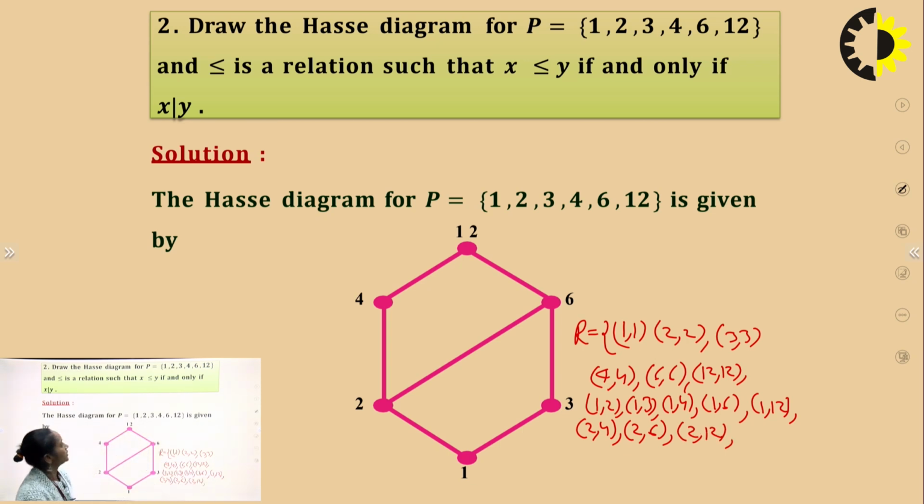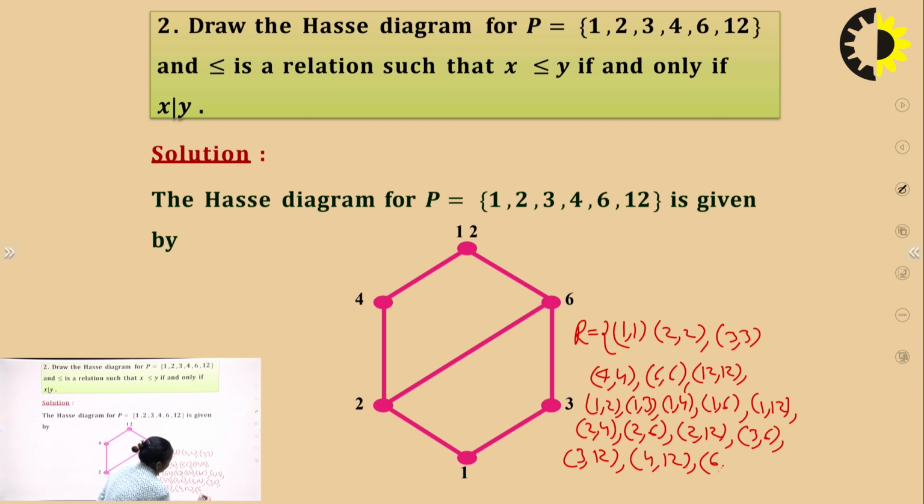Next, can we take 3, 4? No, because 3 will not divide 4. The relations will be 3, 6, 3, 12. Next, 4, 6? No. 4, 12, yes. We can take 4, 12 because 4 can divide 12. Next is 6, 12. So from the given relation, divisibility, these are the elements of the set R. Now we have to remove reflexivity and transitivity.